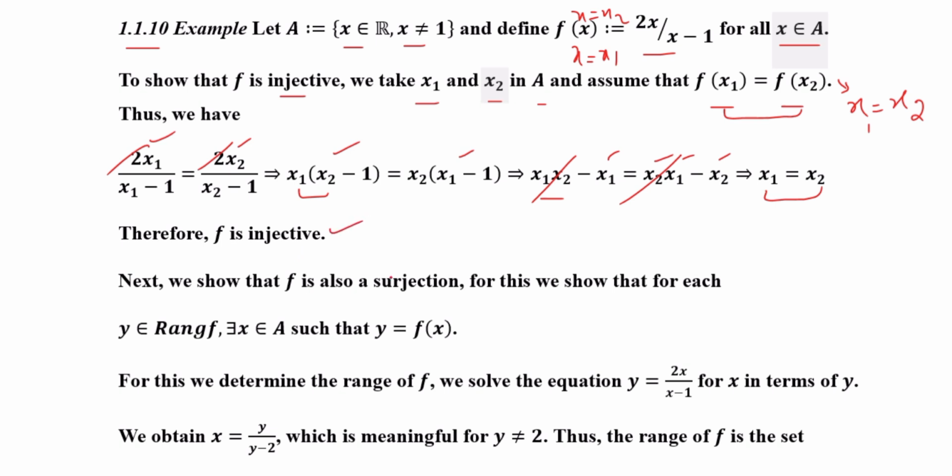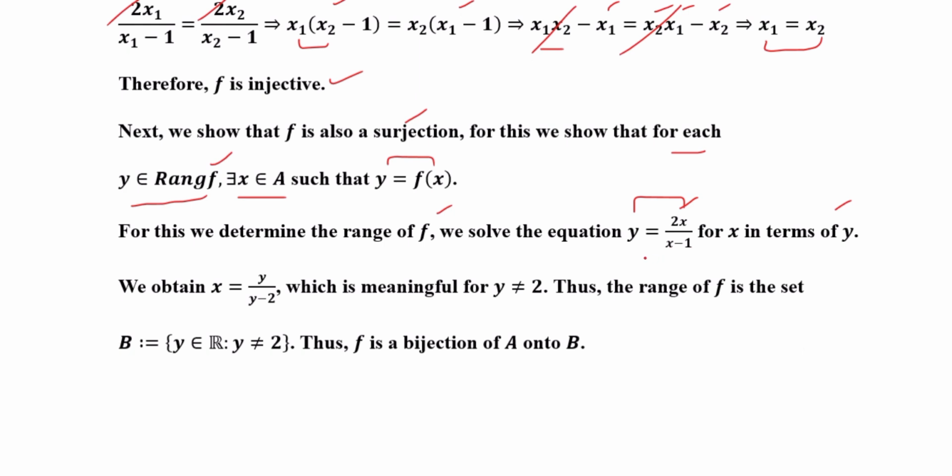Next, we show that f is also a surjective function. To show that f is a surjective function, we need to show that for each y belonging to the range of f, there exists x belonging to A such that y can be written as y is equal to f of x. So for this, firstly we find what is the range of the function. For this we determine the range of f. We solve the equation y is equal to 2x over x minus 1 for x in terms of y. To find the range, we find the value of x from the given function.